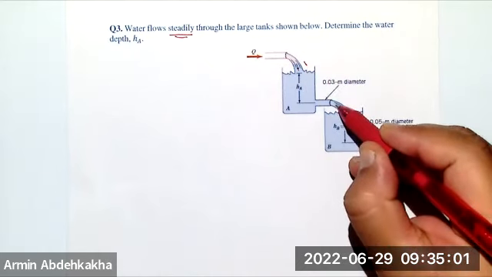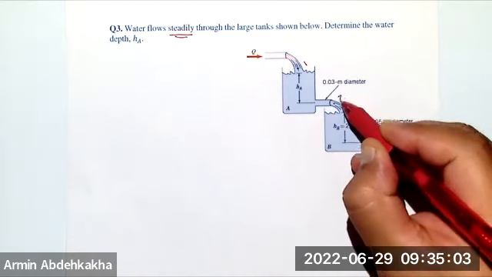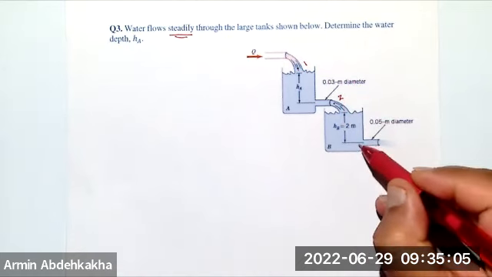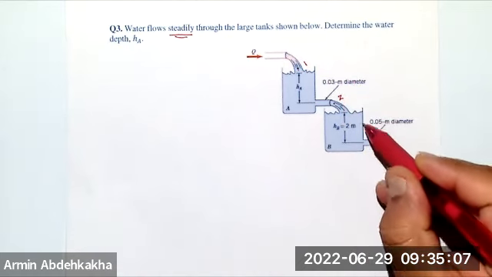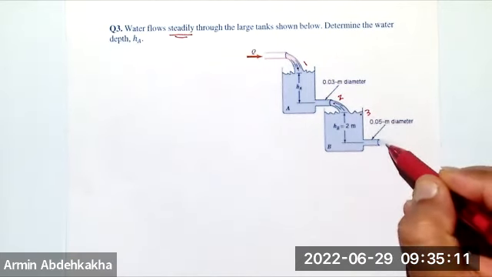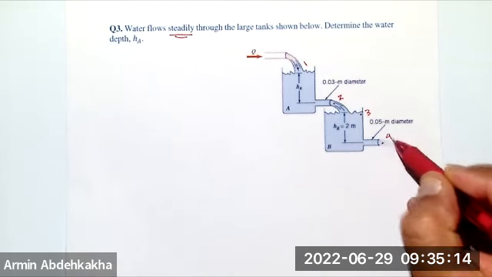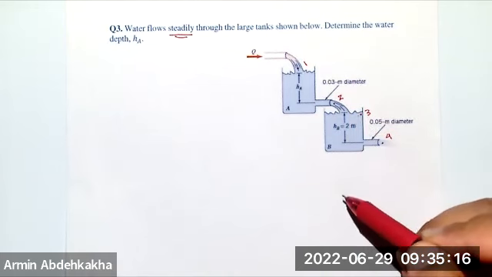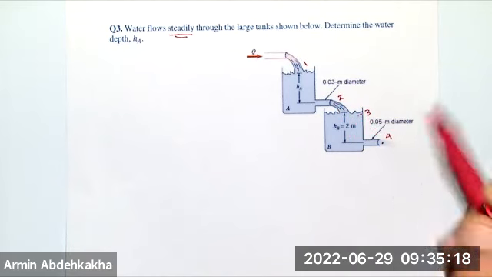Here is my point 1, point 2. This is my point 3, and that's my point 4. From point 2 to point 3, we have a difference.